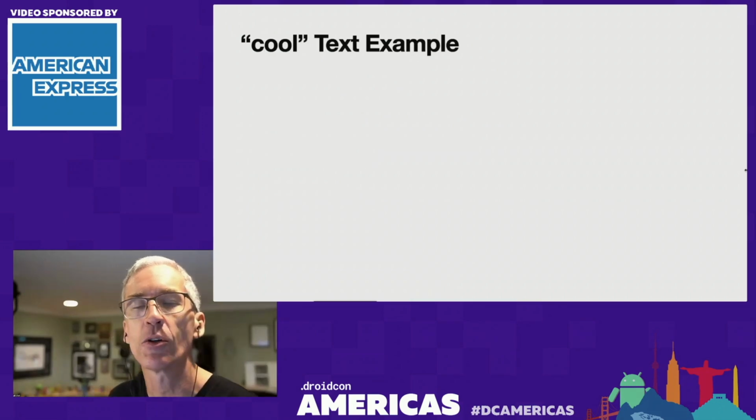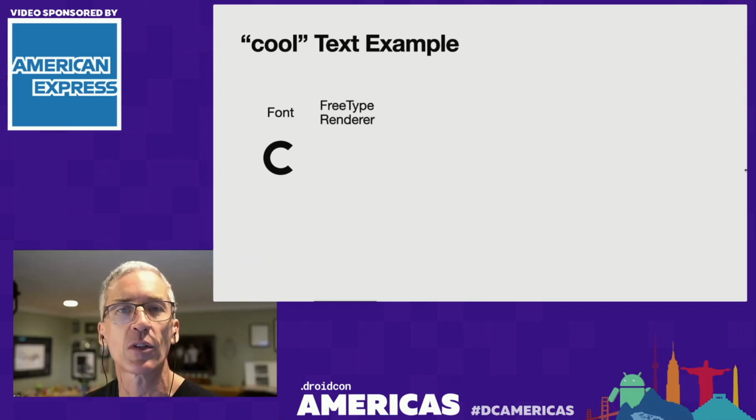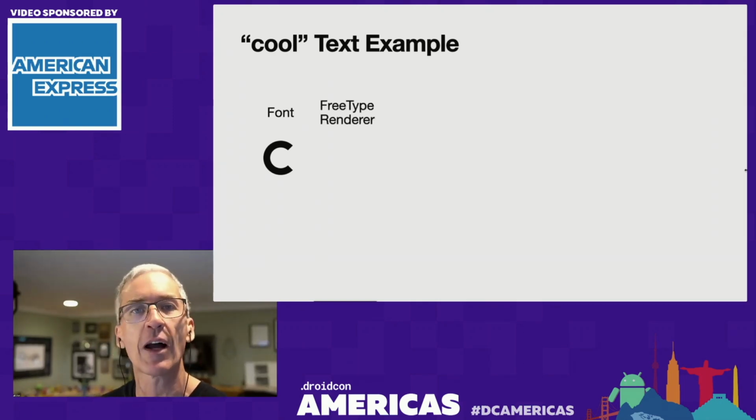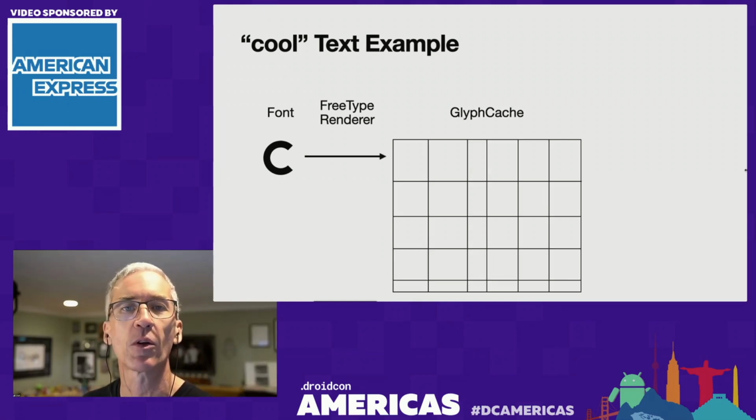So let me show you an example. Let's say we want to draw the string "cool" onto the screen. So the 4 characters, C-O-O-L. We start out with the information in the font, this representation of each of those glyphs, probably some Bezier curves. So we've got a curve representation for the C. Then we're going to go through the FreeType renderer, which is a renderer used by Skia, the lowest level graphics engine that we have in Android since before 1.0. And then we're going to draw to something that we call the glyph cache, which is basically a bitmap or a set of bitmaps that we have pre-allocated in memory for exactly this purpose. And we're going to do the complex path rendering into that bitmap, and there it sits.